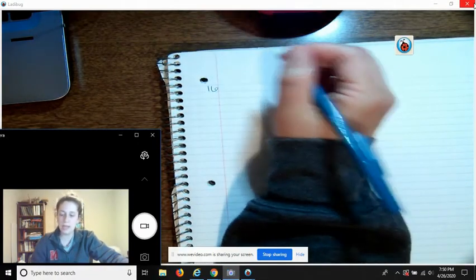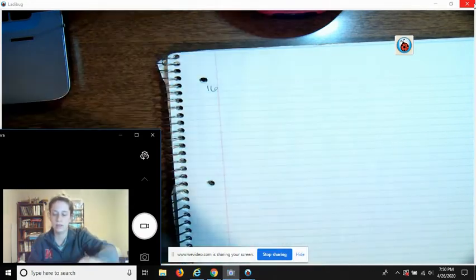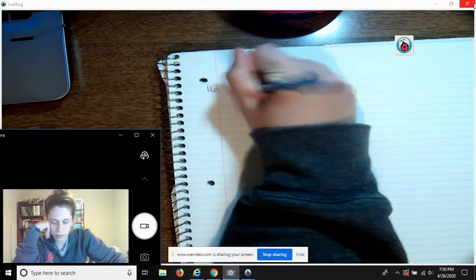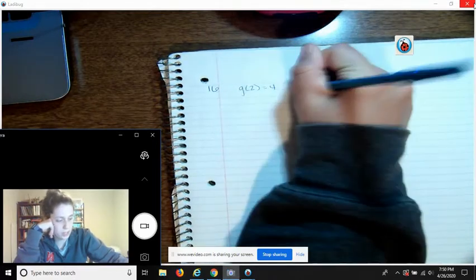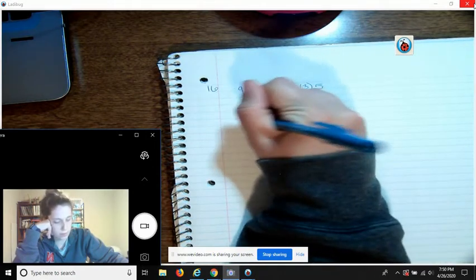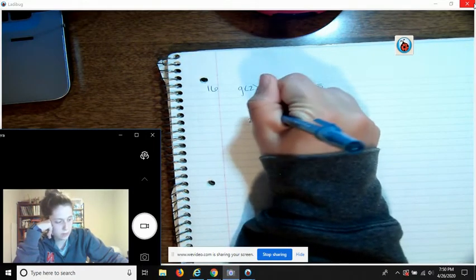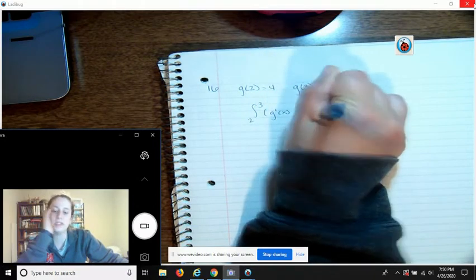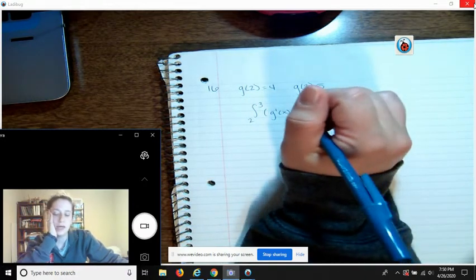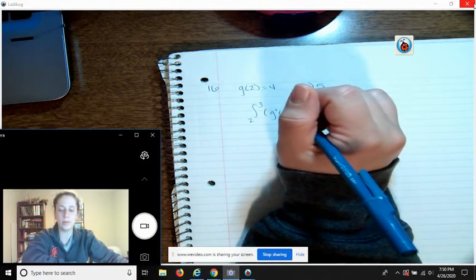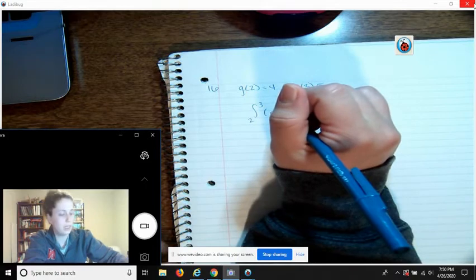It says that if g of 2 is 4 and g of 3 is 5, calculate the integral from 2 to 3 of g prime of x minus 1 dx. I remember doing this, but I don't remember what mistake I made.